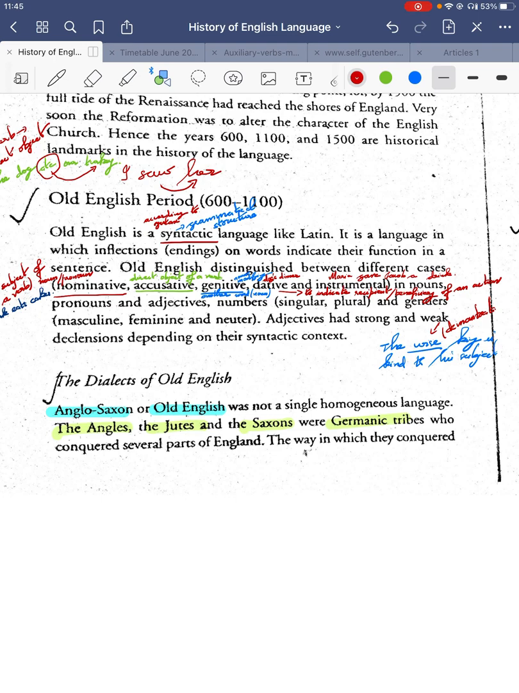The Anglo-Saxons or Old English was not a single homogeneous language. The Angles, the Jutes, the Saxons were Germanic tribes who conquered several parts of England. So, the Angles, Jutes and Saxons were the Germanic tribes. Germanic tribes, they conquered different parts of England. They conquered many different parts of England.